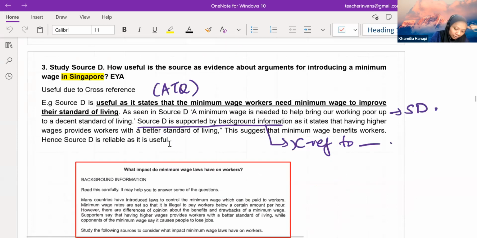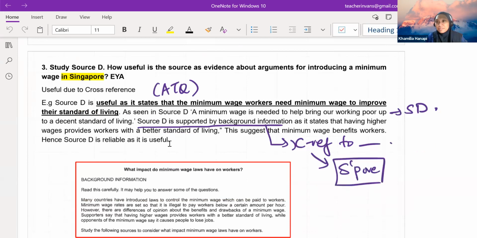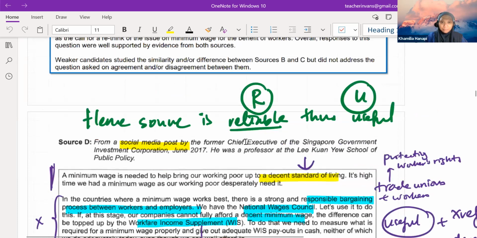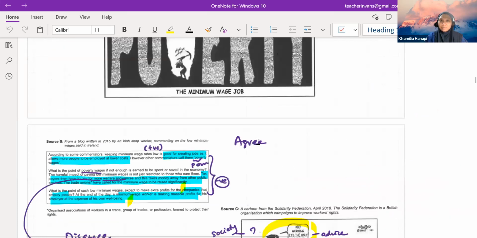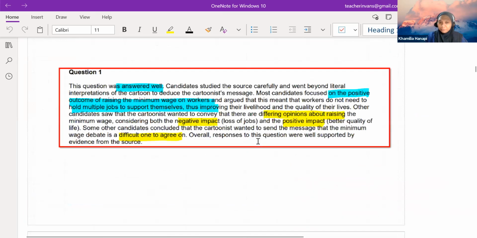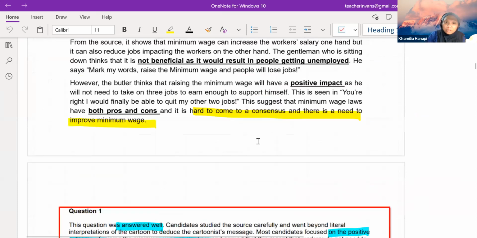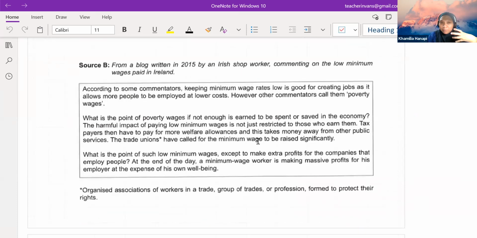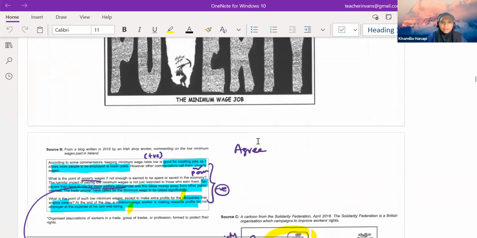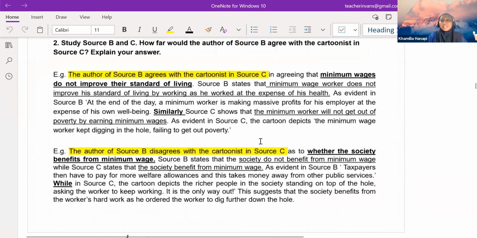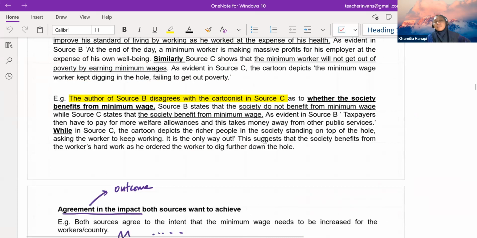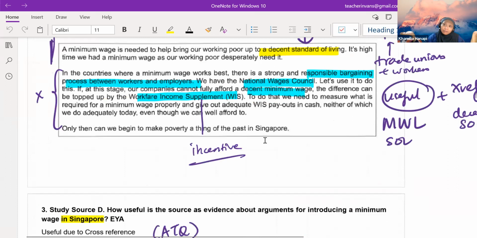You must make sure that it is about Singapore, because as you can see, you can't cross-reference to source A. If I were to scroll up, you can't reference source A because source A is in America. You also can't cross-reference to source B, even though it talks about being employed, because it's about Ireland. The question asks you specifically about Singapore. So why do I choose background information? Because background information is generic, correct?